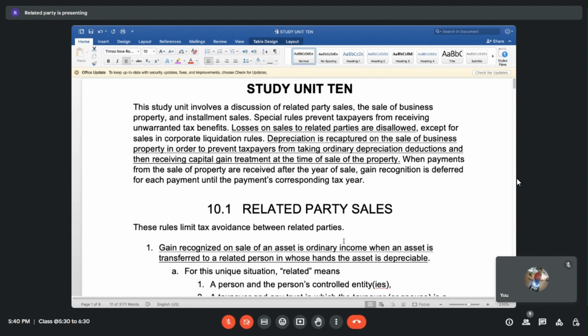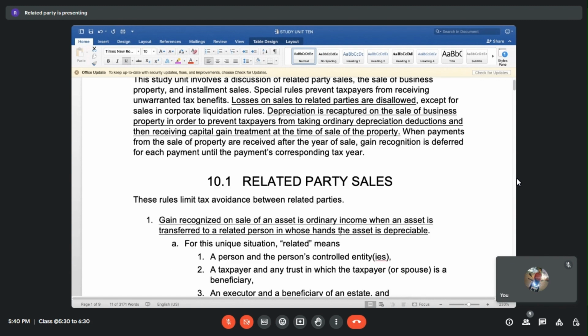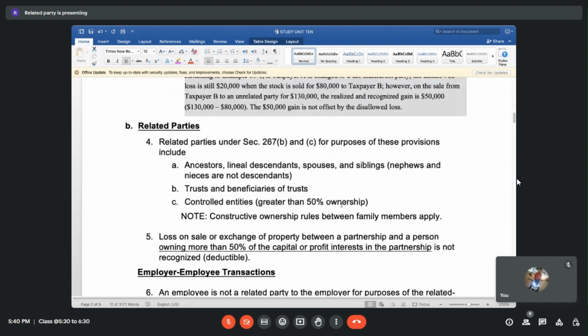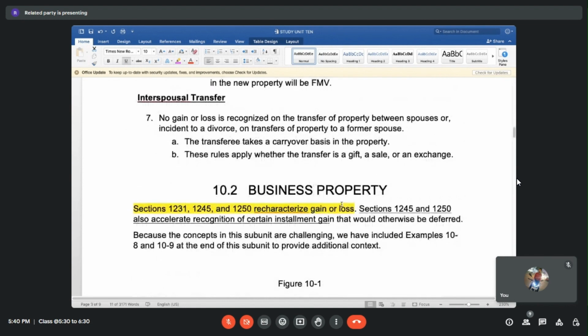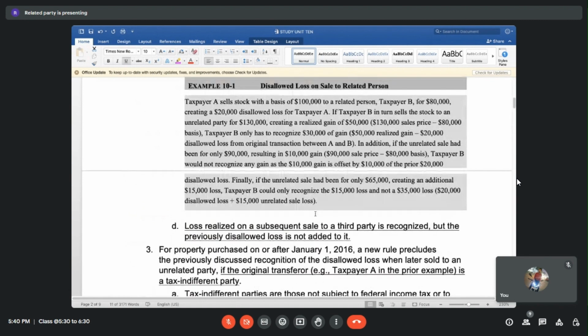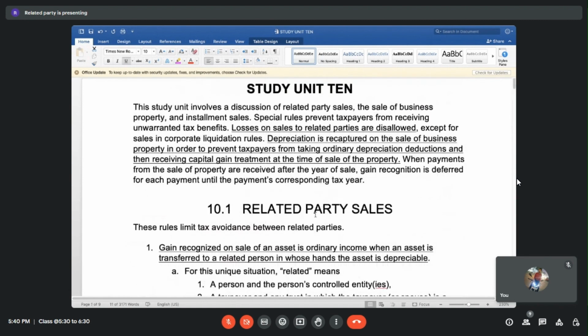Because there's something called recapture, meaning whatever deductions have been taken earlier will need to come back as income again. Okay, so we'll go over that. Right now, we don't need to focus on that. What we're going to do is probably just finish up related party sales. If we have time, we'll start with business property. Otherwise, we'll just finish up related party today.